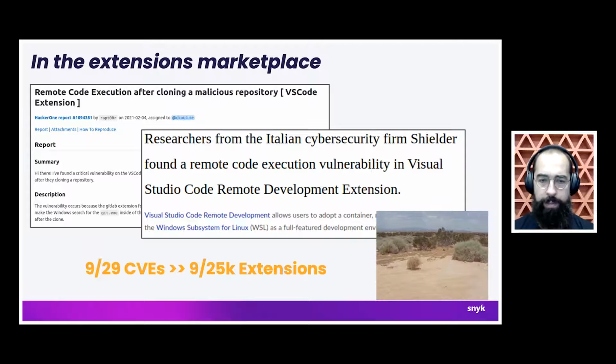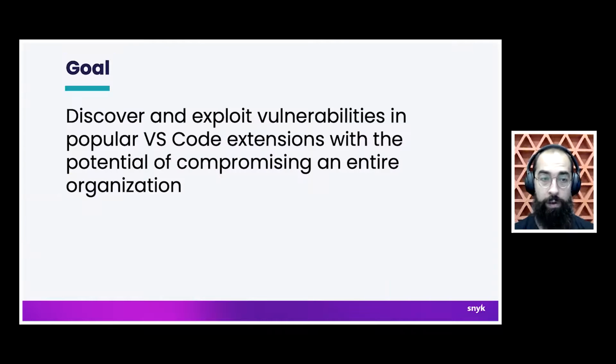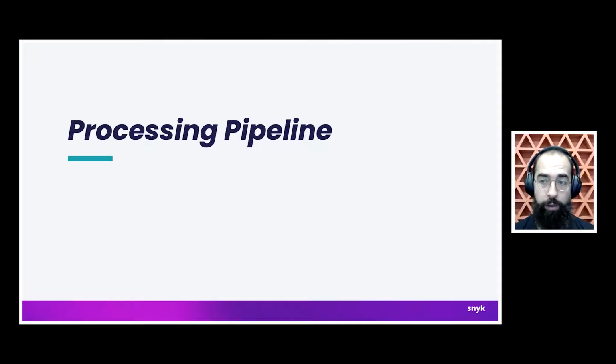So you must be saying, okay, 9 out of 29, that's 30%-ish, that's pretty good. But if you compare that to the size of the entire marketplace, that's really small, right? You have 25,000 extensions, vulnerabilities in only 9 of them, it's not that much. So this is the main reason that drove us to focus on this marketplace. We thought that there's a lot more research that can be done there. So our goal was to discover and exploit vulnerabilities in popular Visual Studio Code extensions with the potential of compromising an entire organization. In order to do that, we built a general processing pipeline.